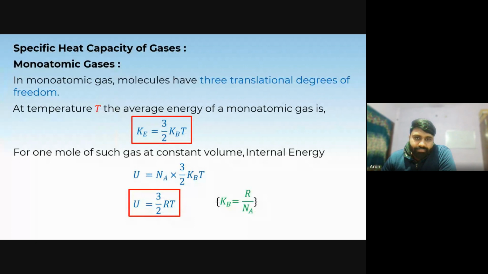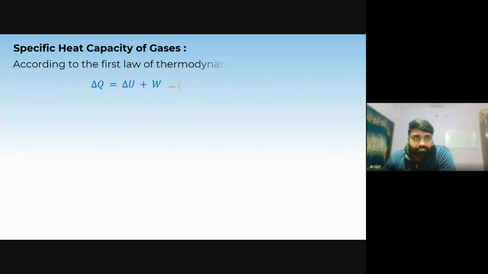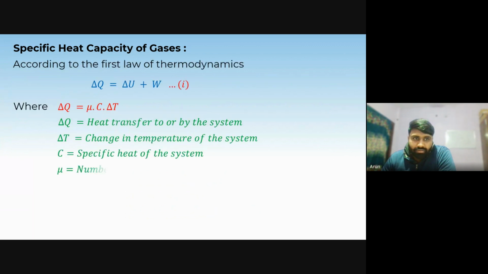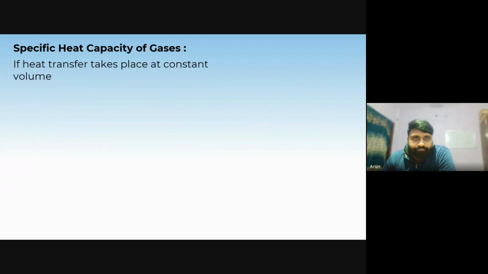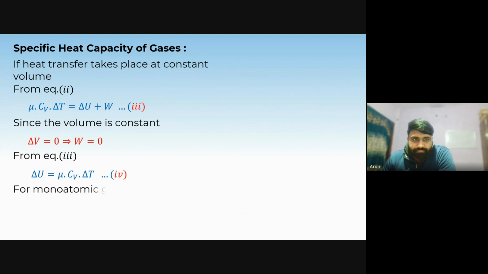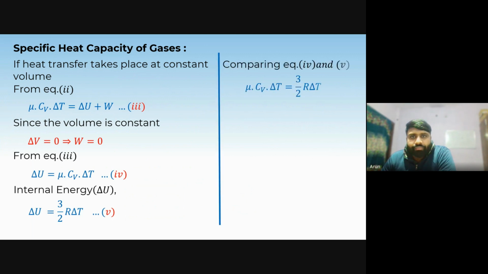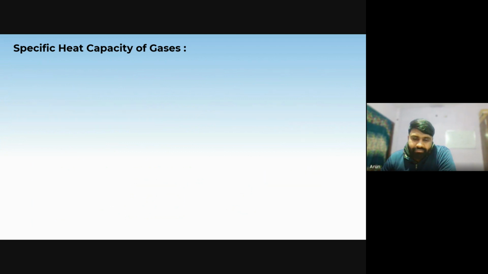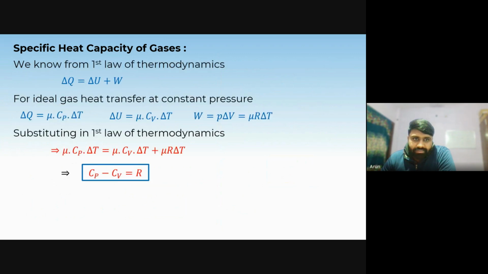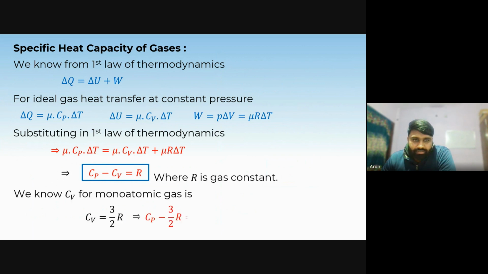Now, this way, you can replace R by kB times Na. What I have also discussed here, all the things, I have discussed already. So delta U is 3/2 R delta T for constant volume. So you compare it, this will become Cv, 3 by 2 times R. And for constant pressure, Cp minus Cv is equal to R. This is the relation.